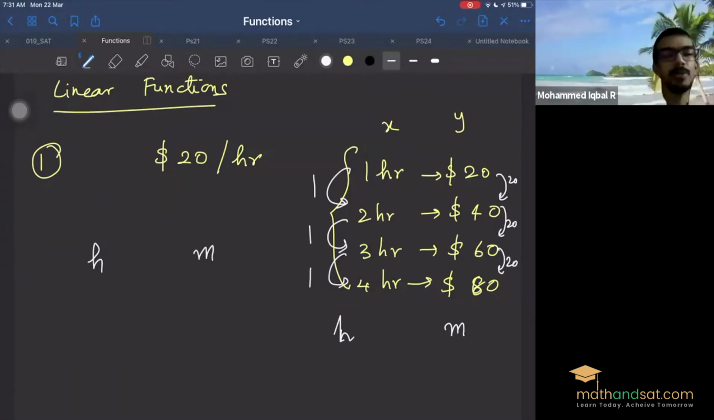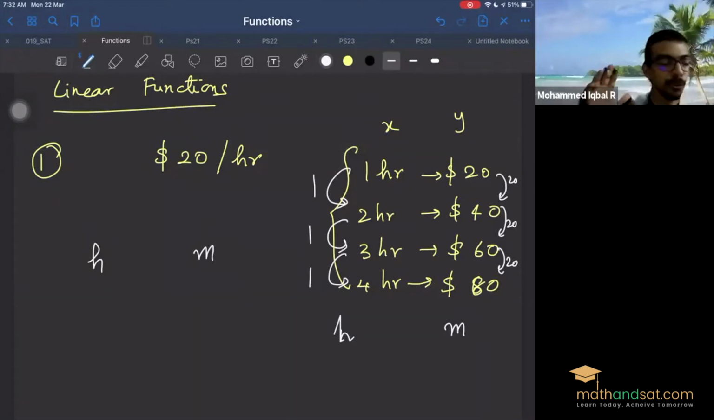Okay, simple question. For 1 hour, you're making $20. For 2 hours, you're making $40. For 3 hours, you're making $60. So what is the math? For 1 hour, it is 1 times 20, right? For 2 hours, it's 2 times 20. For 3 hours, it's 3 times 20, right? For 4 hours, it's 4 times 20, right? Is that clear? Because for every hour, you're getting $20. 2 hours, it's going to be 2 times 20.